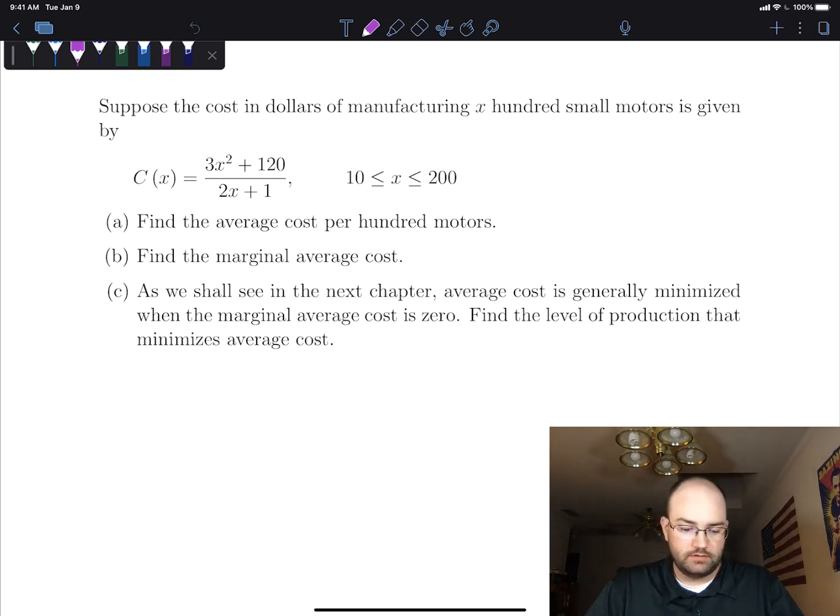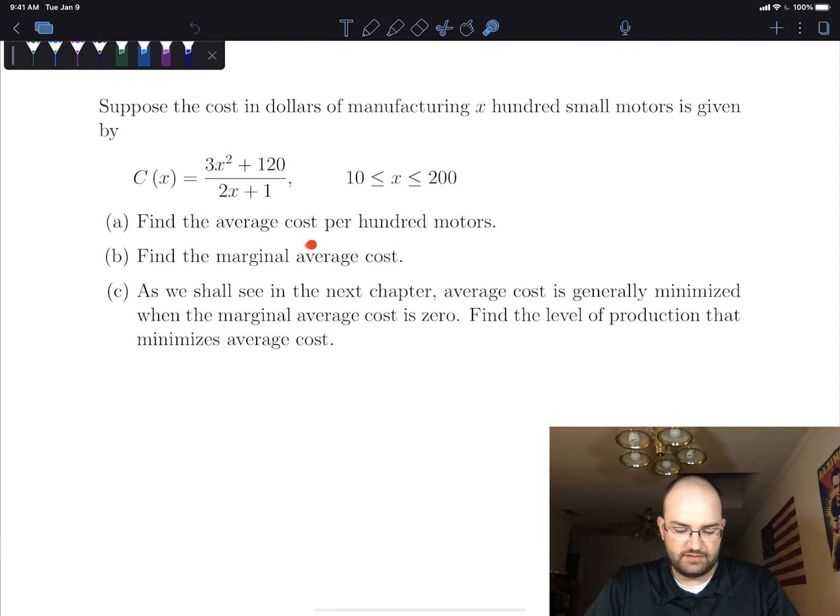Hello. In this video, we want to look at this question. Suppose the cost in dollars of manufacturing x hundred small motors is given by C of x equals 3x squared plus 120 all over 2x plus 1, with the extra condition that 10 is less than or equal to x is less than or equal to 20. In other words, x has to be between 10 and 20. My apologies.